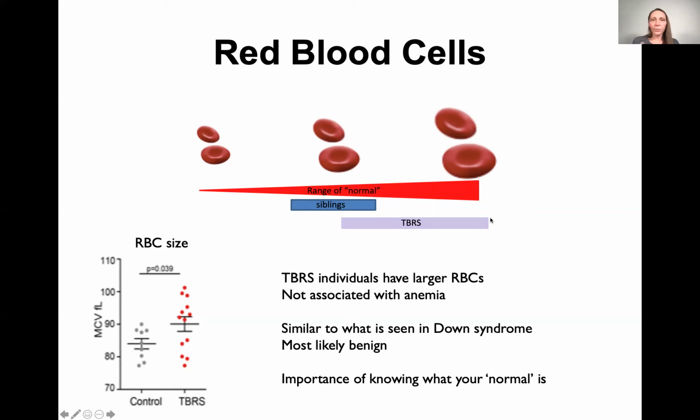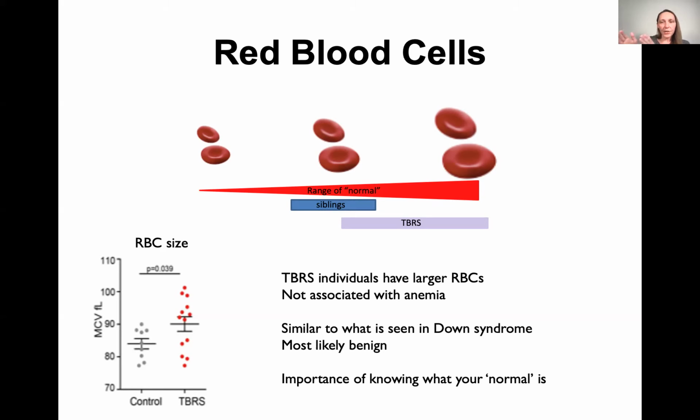So in summary, from the red blood cells, TBRS individuals tend to have larger red blood cells, but this is not associated with anemia. Interestingly, this is something that we see in another genetic syndrome called Down syndrome, a relatively common genetic syndrome in our population. Those individuals also have larger red blood cells. In Down syndrome individuals, this is a completely benign normal finding. So we think that it's similar to what we see there. We think this is probably a benign finding, but it's important to know what your normal is.